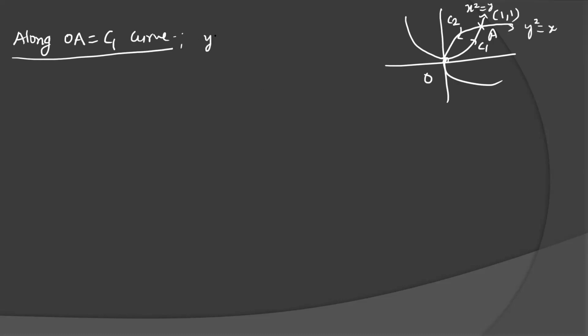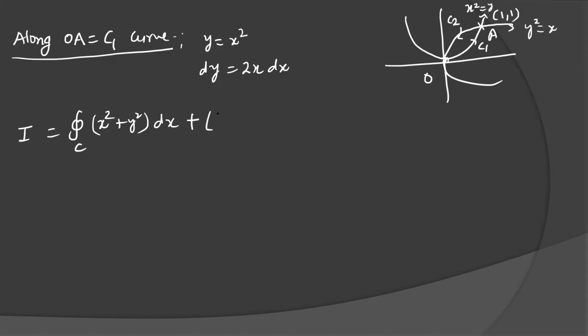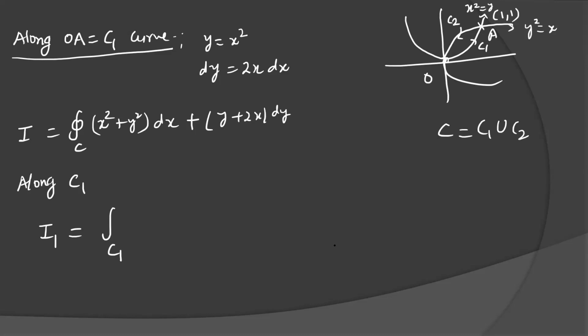So you have curve y equal to x square. So what will be dy? dy will be 2x dx. Now you have the line integral (x square plus y square) dx plus (y plus 2x) dy. Along C1, call it I1, the integration along C1. Now it will not be closed. When you add both, C1 union C2, then C will be the closed curve. C1 and C2 are not closed here.